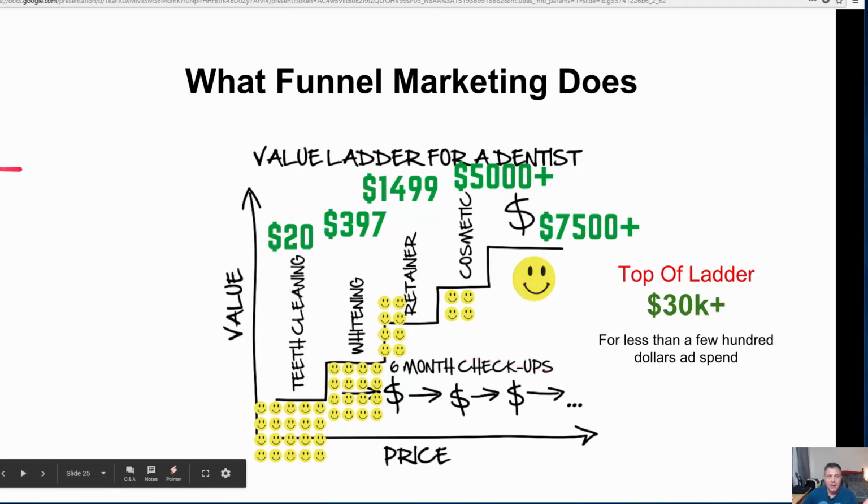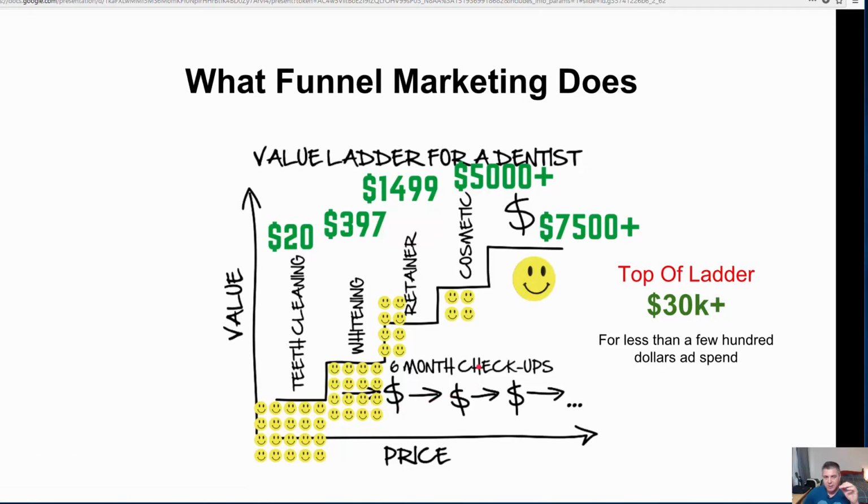Okay, it wasn't that hard. We took 100 or so people. We got 20 in the door, 16 got whitening, 8 got braces or a retainer, 4 had some cosmetic surgery, 1 had an implant. Can you see how this works?